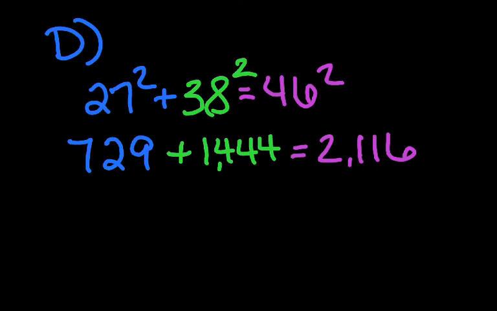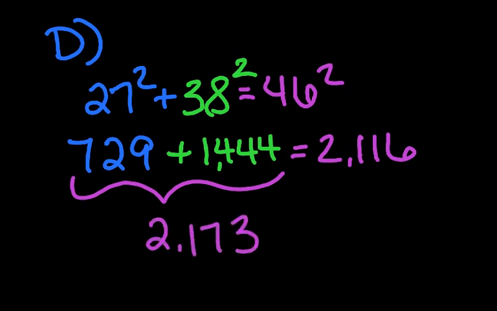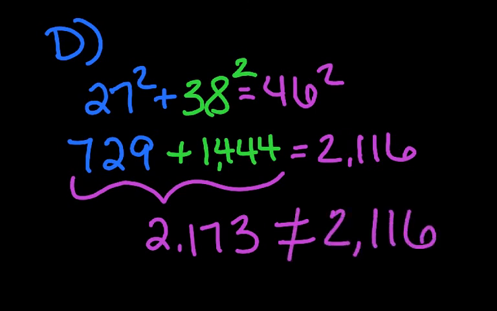But it does equal. Okay, so obviously our answer has to be D, but let's go ahead and check to make sure. You square 27 times 27 gives you 729. 38 times 38 gives you 1,444. 46 times 46 gives you 2,116. And then when you add 729 plus 1,444 should give you 2,173, which obviously does not equal 2,116. That's why your answer is D.